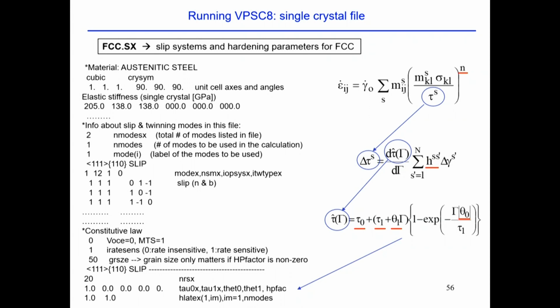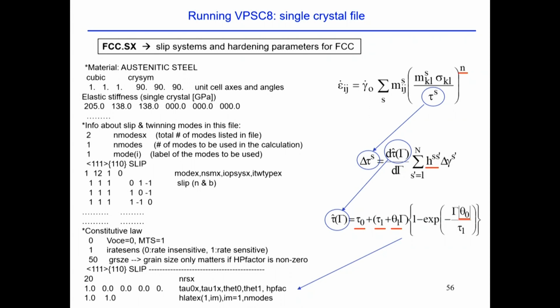Then you read the information about slip and twinning modes. Now, as you can see here, there are dots, so it means that there are a lot of lines that I have omitted there. What you put here is the total number of modes listed in the file. So in the cubics, you may have 2 or 3. In the hexagonals, you may have 6 or 7. In the orthorhombic, you may have 10, for example, total number of modes listed.